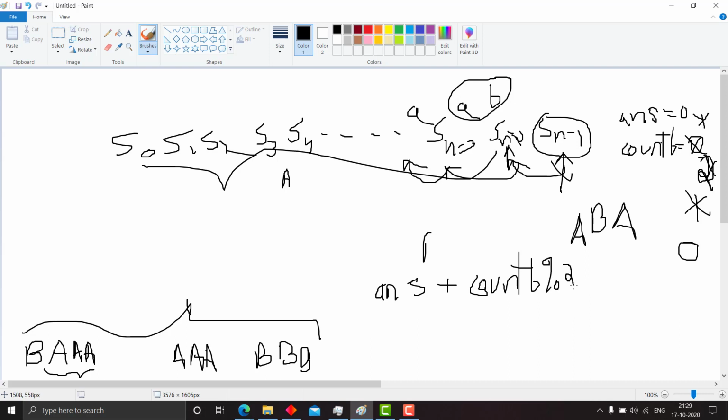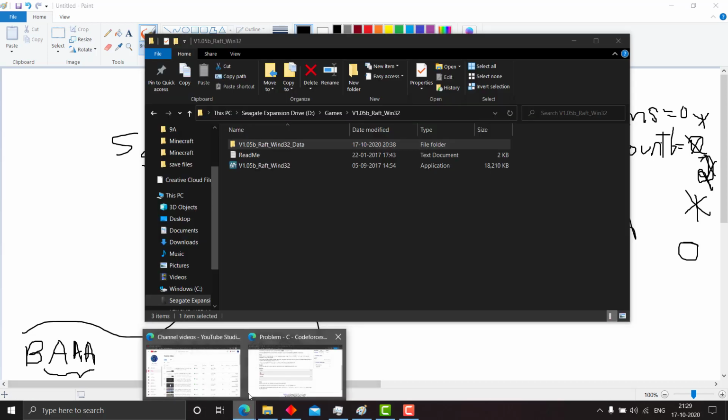Because count b denotes the b's that are left here, I can always remove an even number of b's, because two b's can always be bombarded with a bomb. So in the end, it will be count b mod 2 plus answer. So hope you understood this question. Let us look at the code.